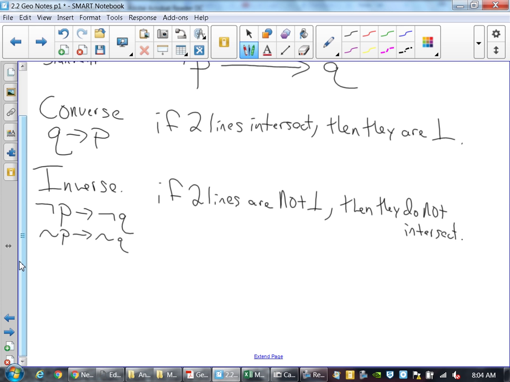Wait, so, give me one second, okay, please. Write this down. You need a pencil. Come on, let's go. Write these down then. If two lines are not perpendicular, then they do not intersect.